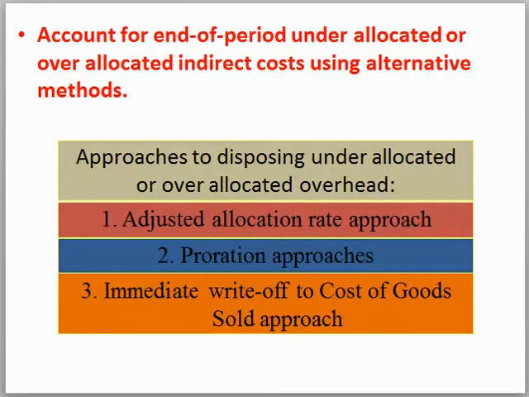The next point in this chapter is accounting for end-of-period under-allocated or over-allocated indirect costs using alternative methods. The approaches to disposing under-allocated or over-allocated overhead: first, the adjusted allocation rate approach; second, the proration approaches; third, the immediate write-off to cost of goods sold approach.